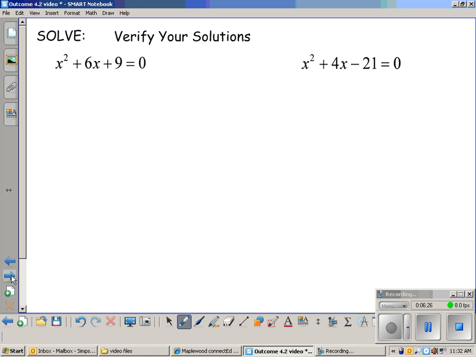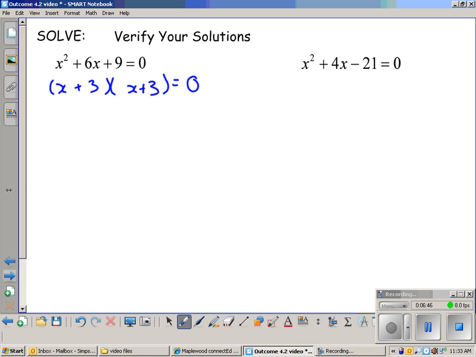Next, we're going to solve those equations, and then we're going to verify that our solutions are correct. So solving this one, we can use our box method or another method of your choice. And we're going to factor. This will factor into x plus 3 and x plus 3.